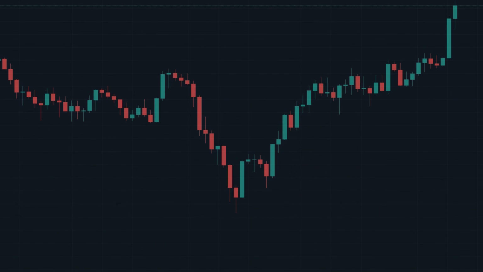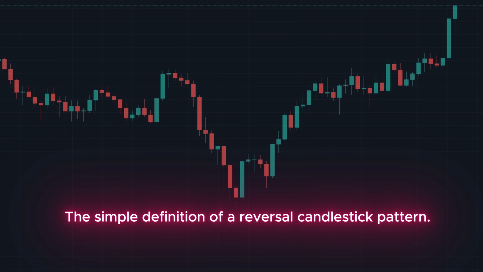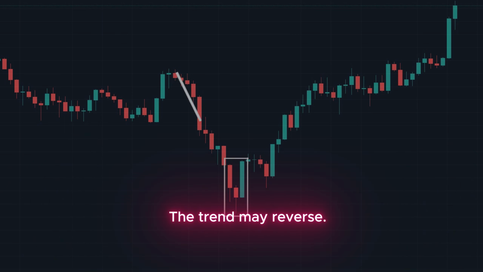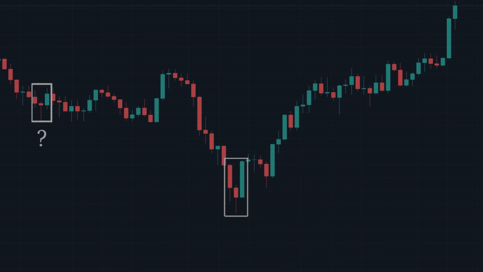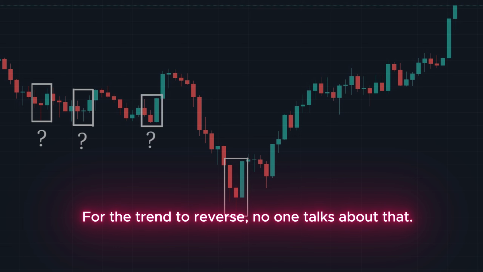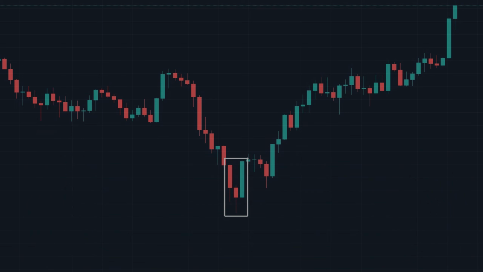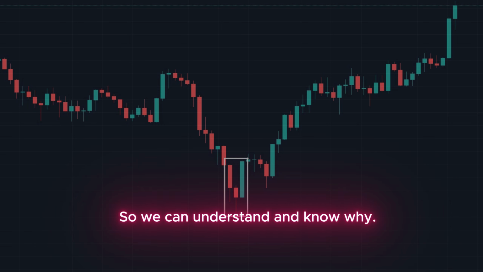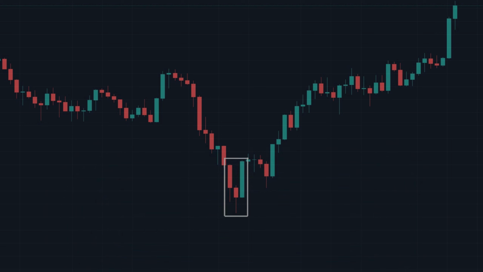Let's get started. The simple definition of a reversal candlestick pattern is a group of candlesticks that, when it appears, the trend may reverse. But where does it appear? When does it appear for the trend to reverse? No one talks about that. But before diving into that issue, I'll talk about the true nature of the reversal of candlestick patterns so we can understand and know why, when it appears, the trend reverses.